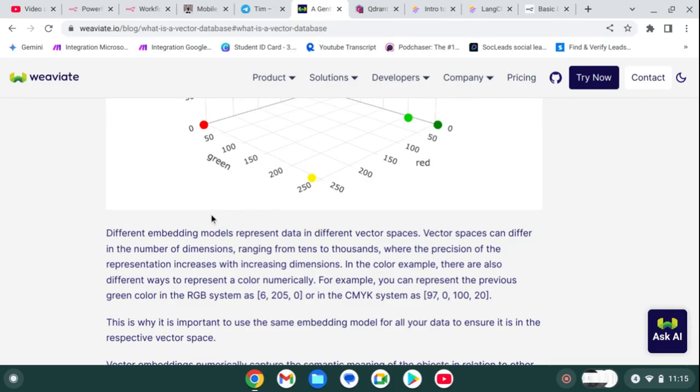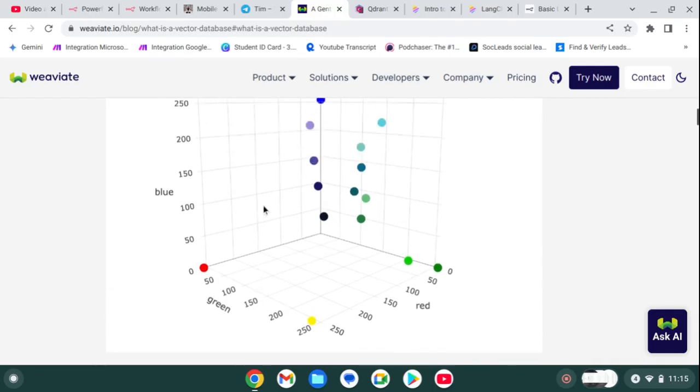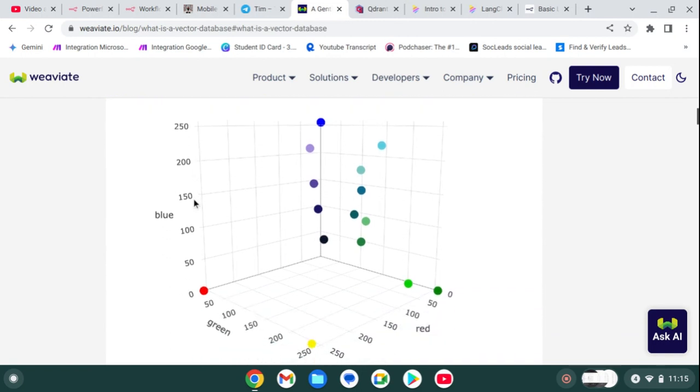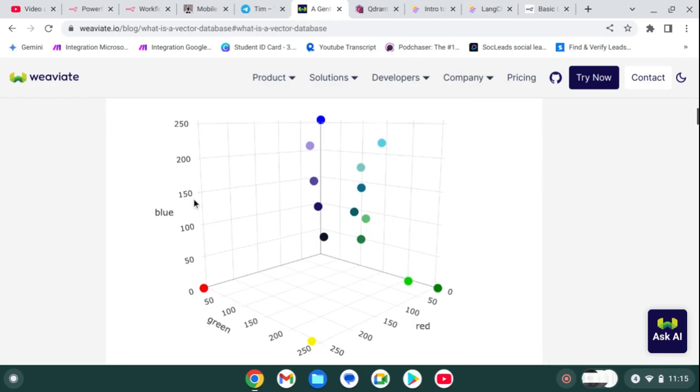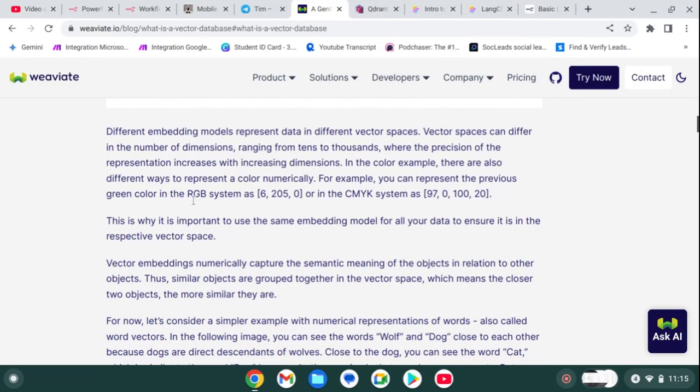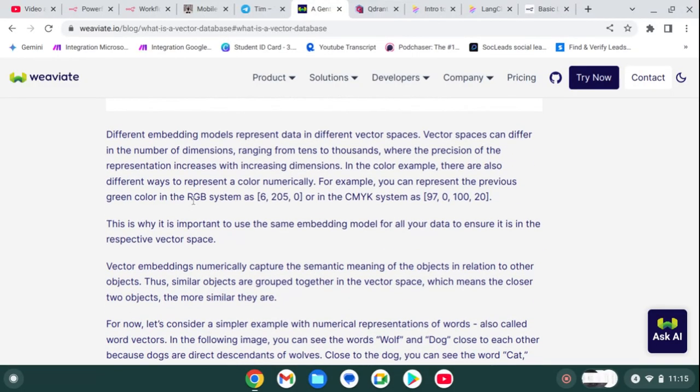Different embedding models represent data in different vector spaces. ChatGPT can represent data in one number of dimensions, Gemini another, I think. Vector spaces can differ in the number of dimensions, ranging from tens to thousands, where the precision of the representation increases with increasing dimensions. In the color example, there are also different ways to represent a color numerically.